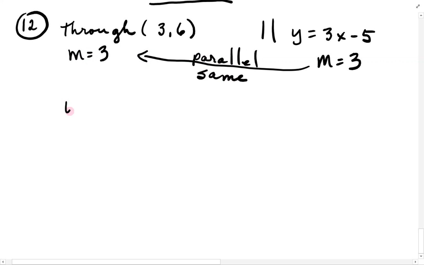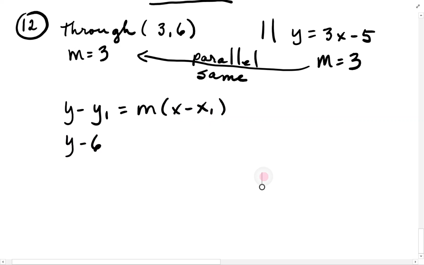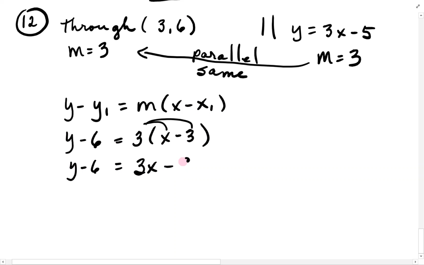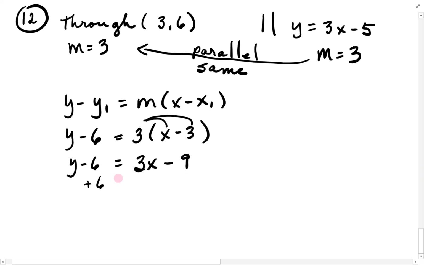So once again, I'll use the y minus y1 is equal to m times x minus x1. So I have y minus 6, I'm up here getting my point, is equal to 3 times x minus 3. Y minus 6 is equal to 3 times x is 3x, 3 times negative 3 is negative 9. Add 6, and y is equal to 3x minus 3.